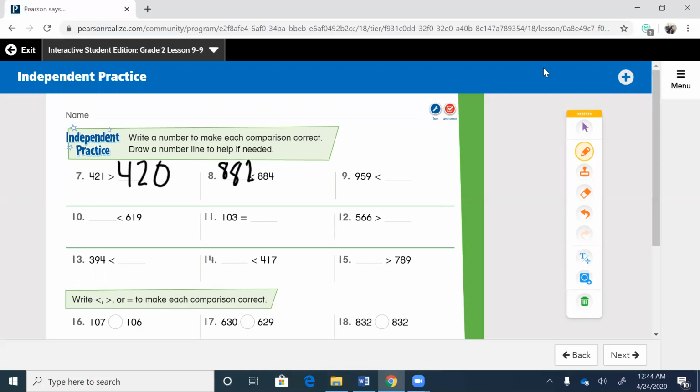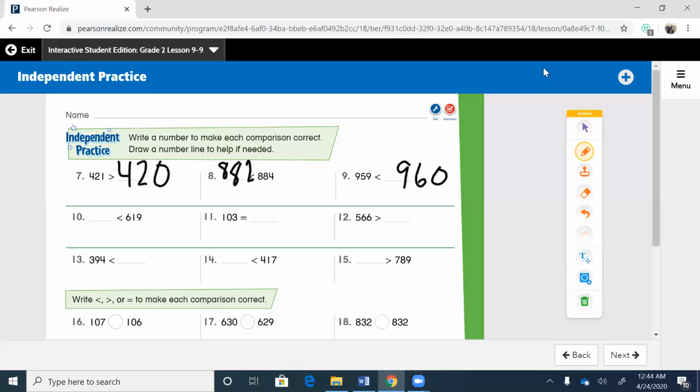Number 9, look at the symbol. I notice it's open and there's no number. So we need to find a bigger number than 959. That alligator's really hungry. A bigger number than 959. I'm going to put 960.